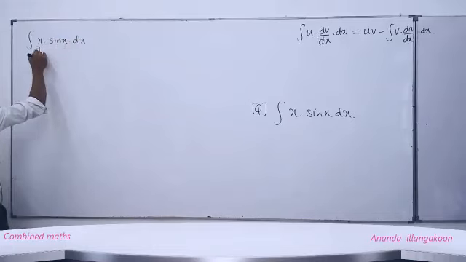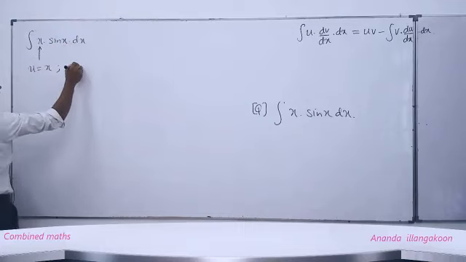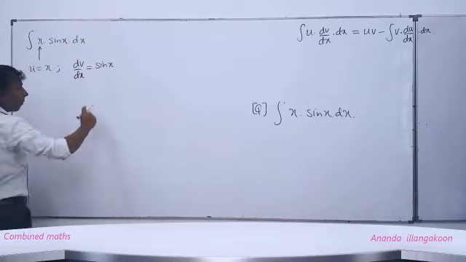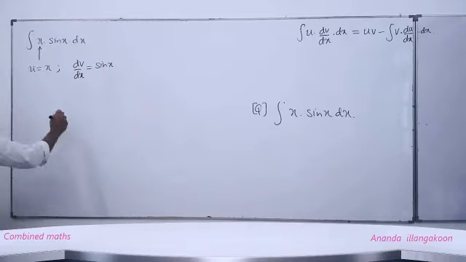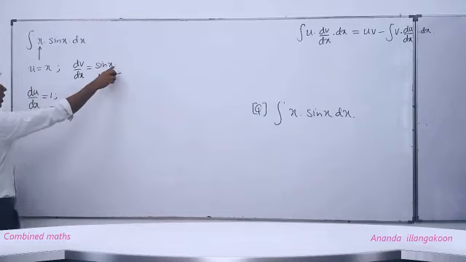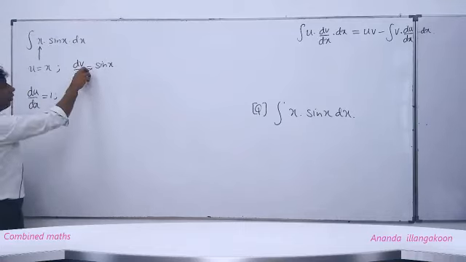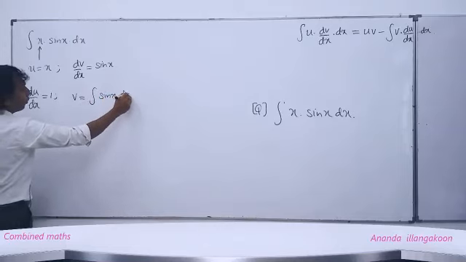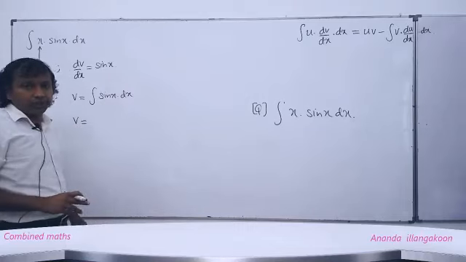Then this x function we select as u, and the sin x function we select as our dv by dx. We said always this u function we have to differentiate. du by dx is 1. And the right hand side of this dv by dx function we have to integrate to find v. v is the integral of sin x. What is the integral of sin x? Minus cos x.